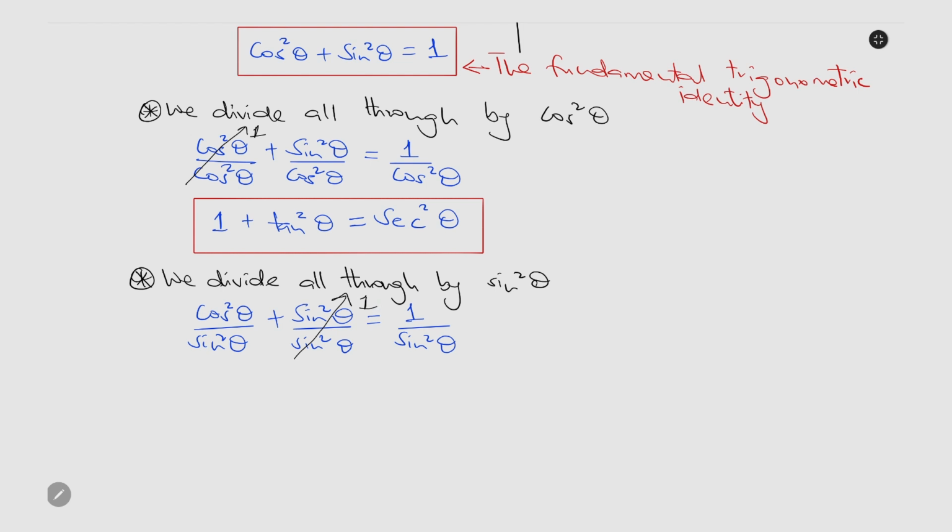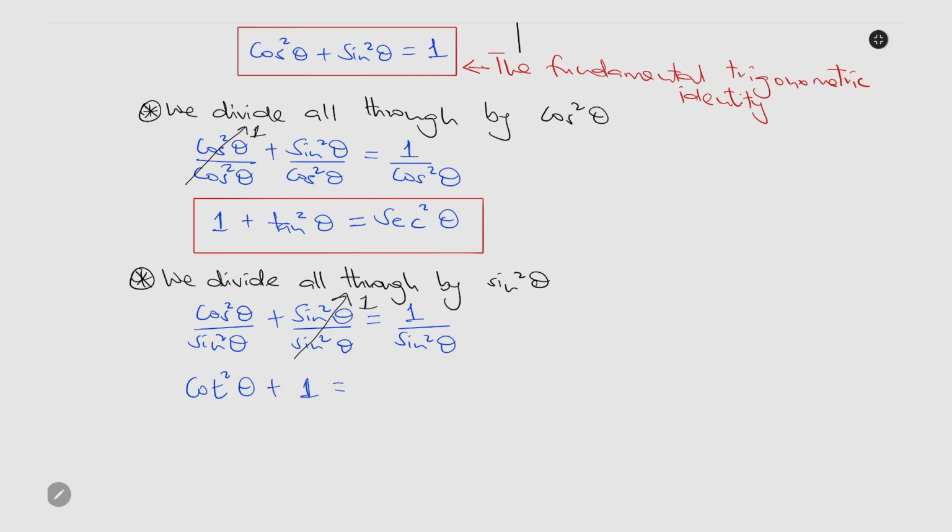Now, cos squared theta over sine squared theta is the inverse, or the reciprocal, of sine squared theta over cos squared theta. So, if sine squared theta over cos squared theta gave us tan squared theta, it means that cos squared theta over sine squared theta is 1 over tan, or otherwise, cot theta. So we'll have cot squared theta plus 1.